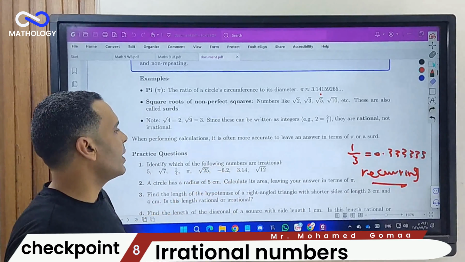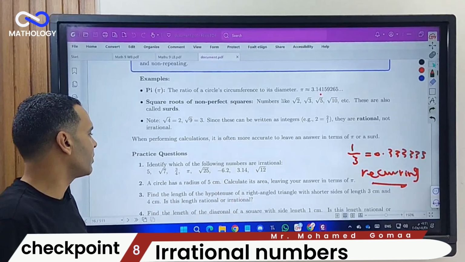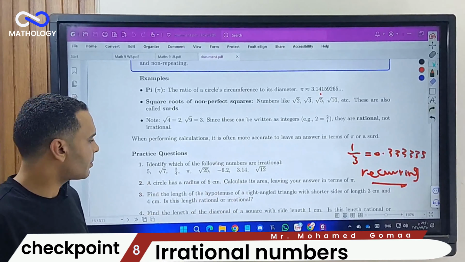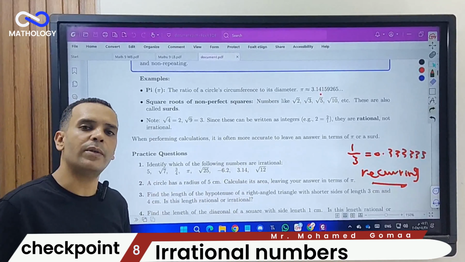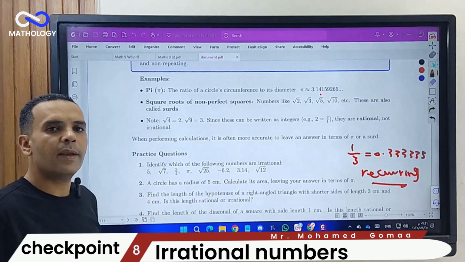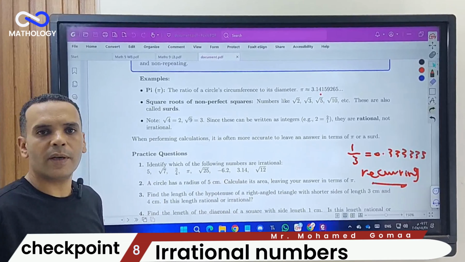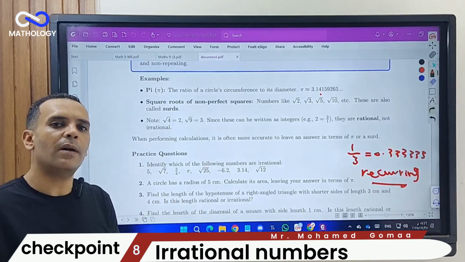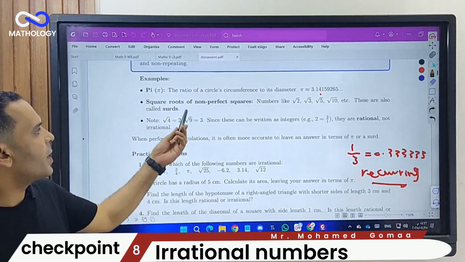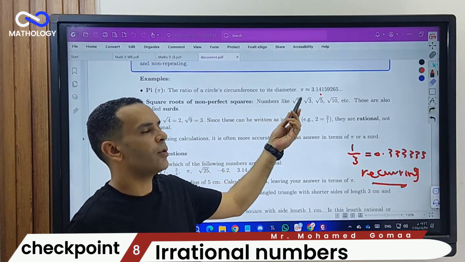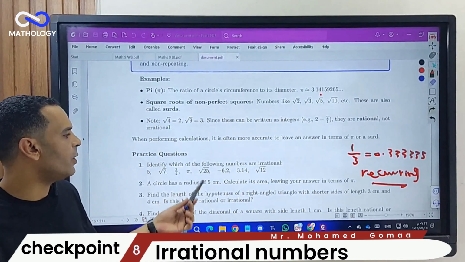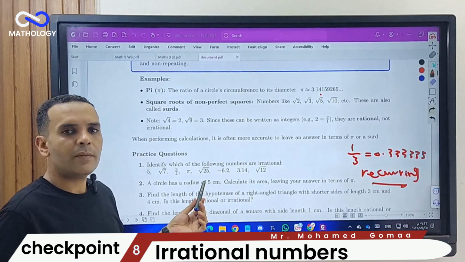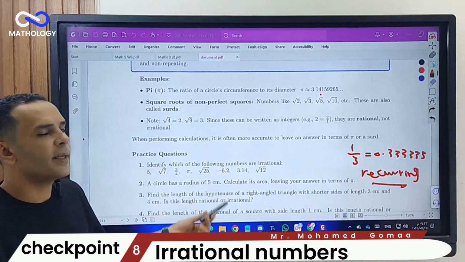Identify which of the following numbers are irrational. 5. 5 is a whole number, so it will be rational. Root 7, or square root 7. Square root 7 is irrational because 7 is not a square number. 3 over 4 is a fraction. All the fractions are rational. Pi. Remember, pi is an irrational number. Square root of 25 equals 5. 5 will be rational. Negative 6.2.